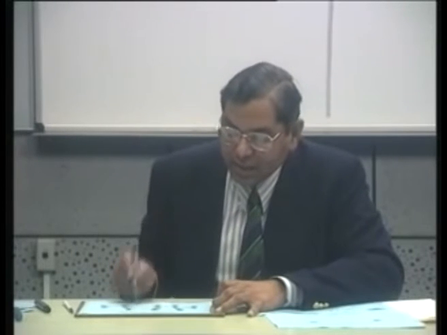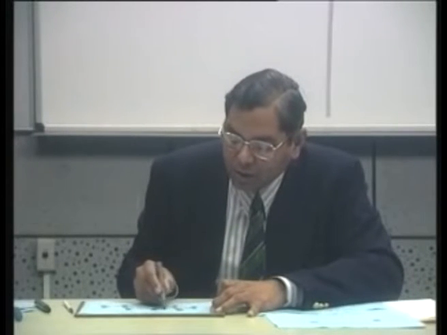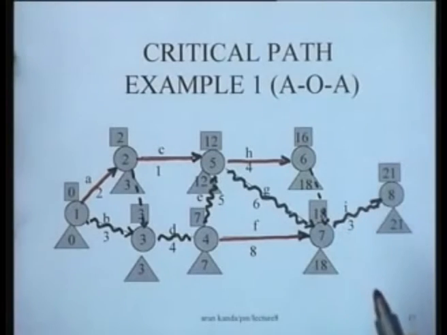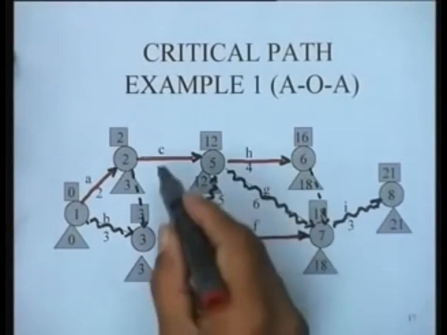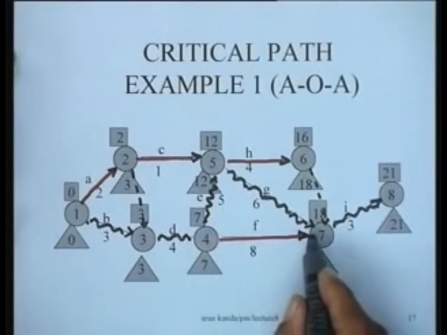So, this is not a critical activity, this is also not a critical activity, this is also not a critical activity, this is also not a critical activity, and as far as the real activities are, these 4 activities are not critical, and yet this is an activity joining 2 critical nodes.